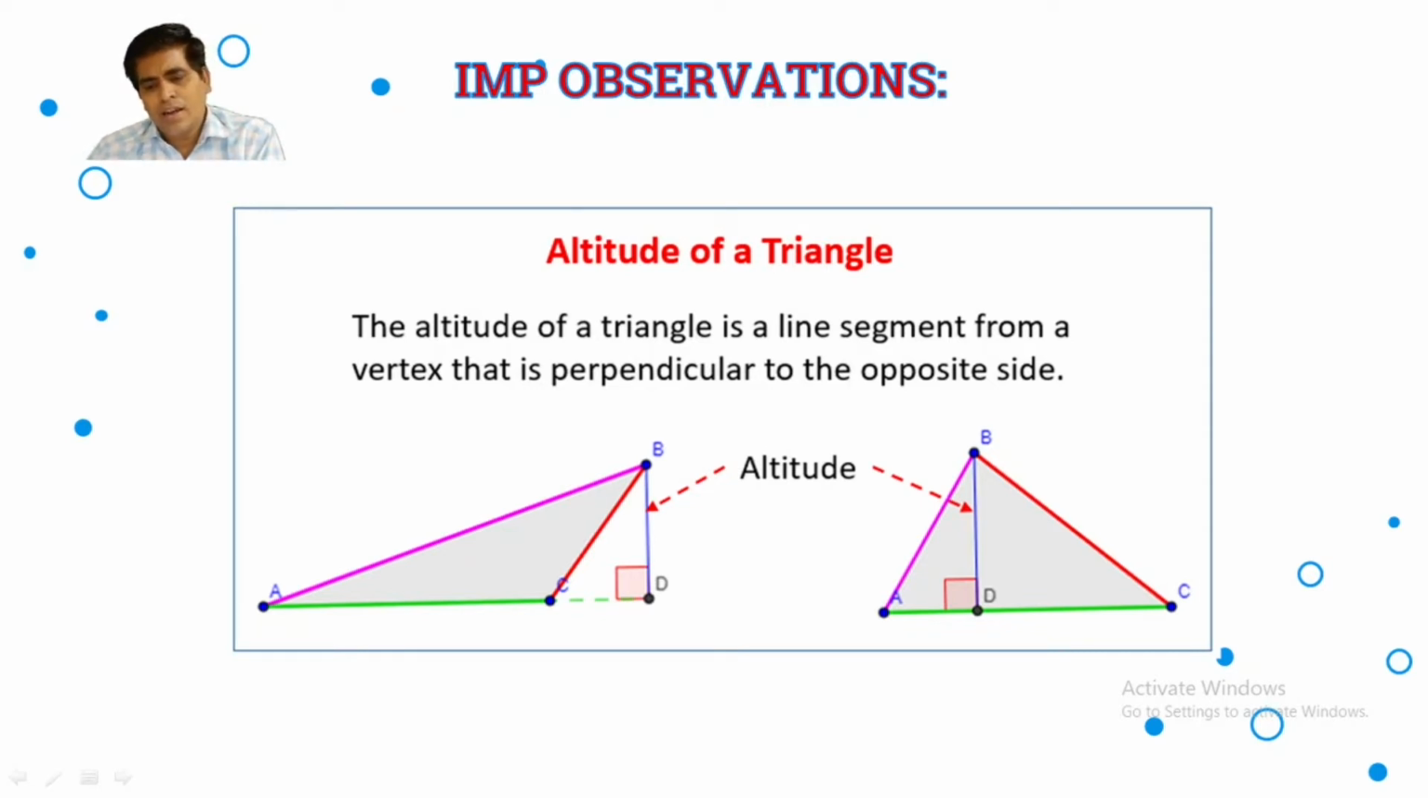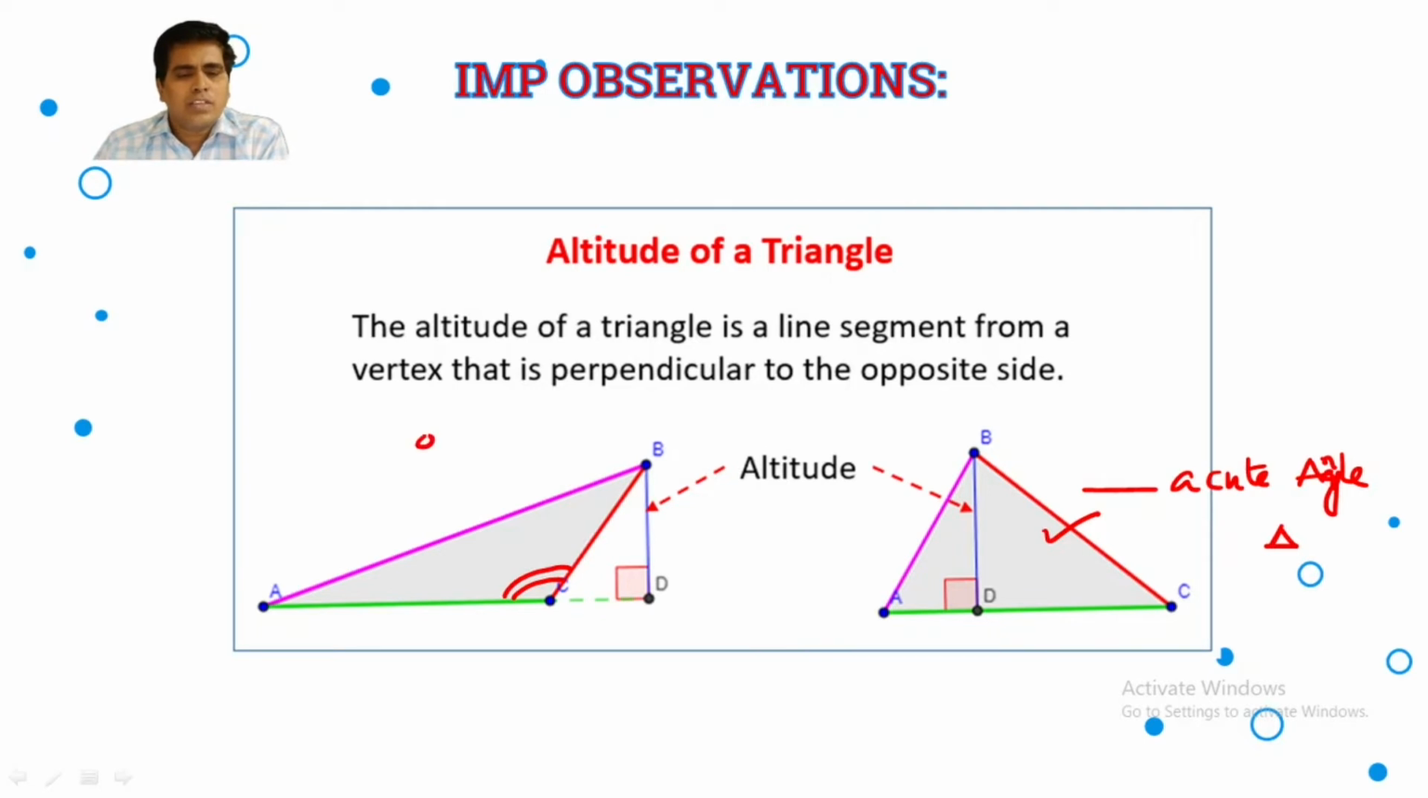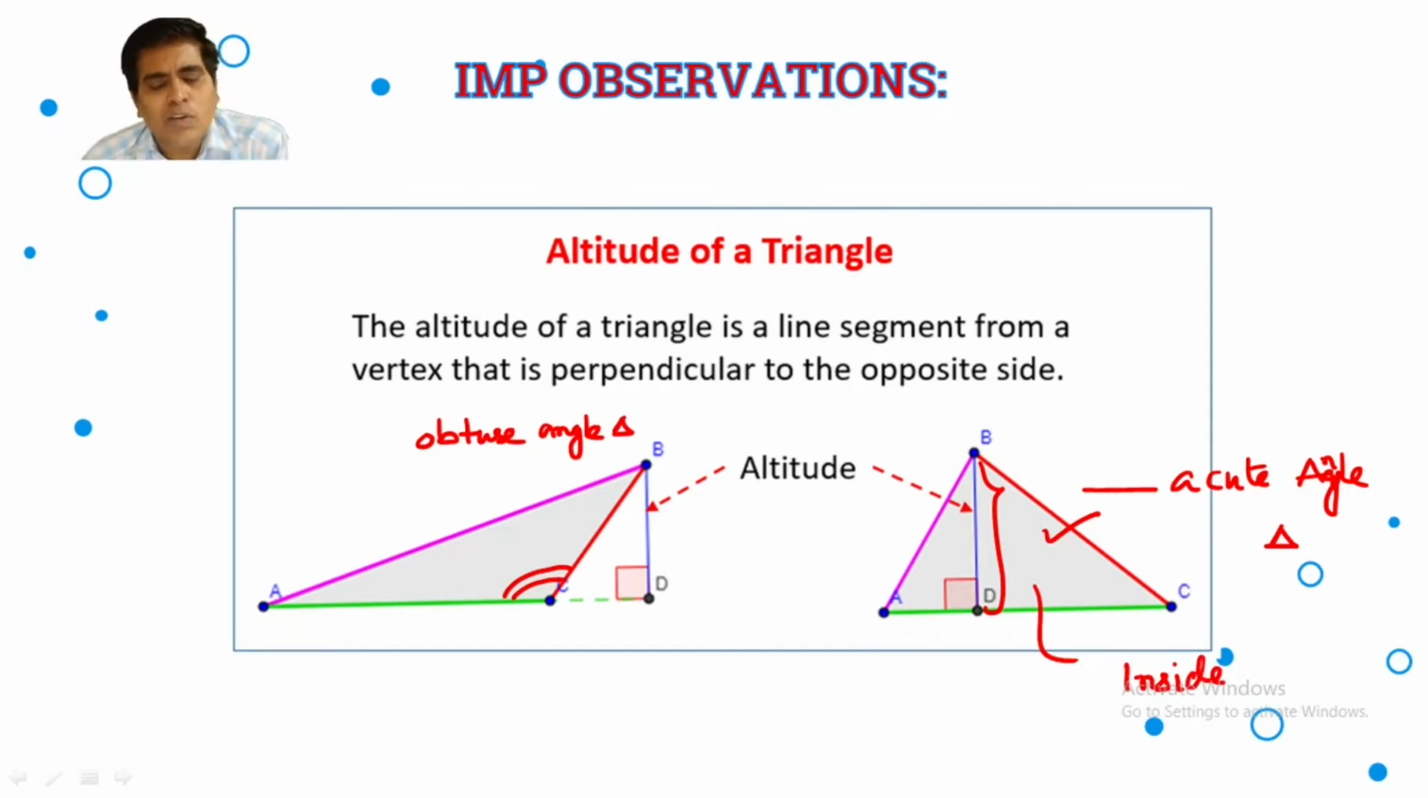So clearly here, I have shown triangle ABC. This is an acute angle triangle. So here I have also shown one more triangle, that is an obtuse angle triangle. When you draw the altitude for an acute angle triangle, the altitude is inside. When you draw the same altitude for an obtuse angle triangle, it is outside.